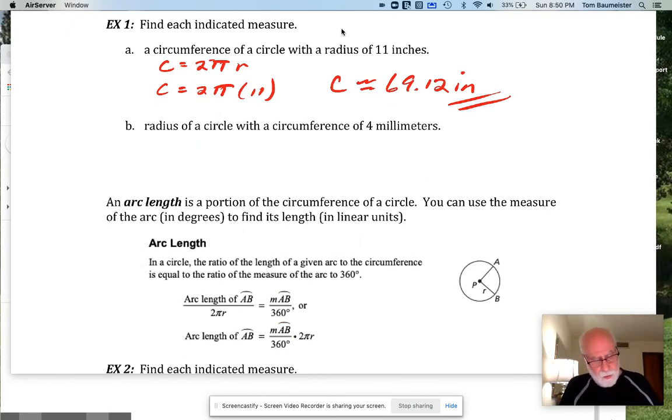And then now the second one was find the radius of a circle with the circumference of 4 millimeters. So again, we're still going to use C is equal to 2 pi r. In this case, we're looking for the r, but we know that the C is equal to 4 millimeters. So then we're going to take 2 pi times r. Remember now, to get r by itself, we're going to divide both sides by 2 pi.